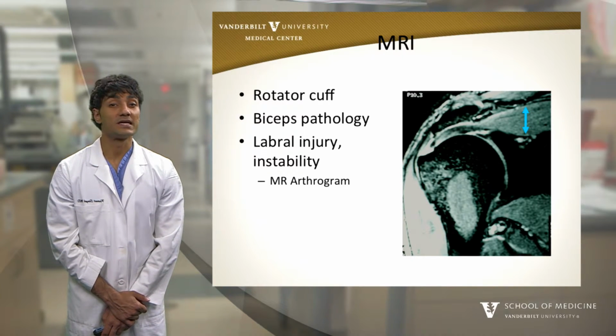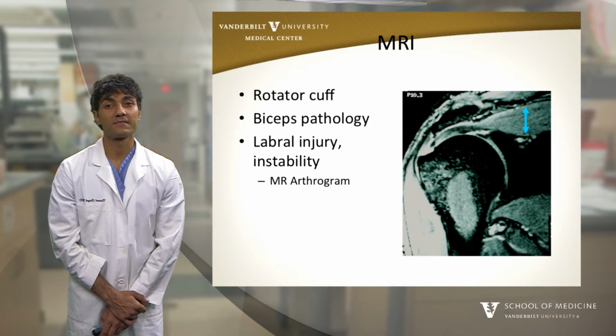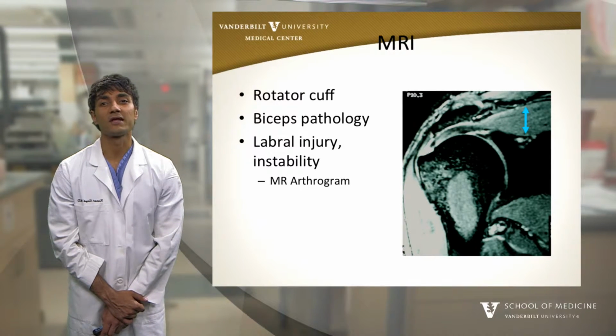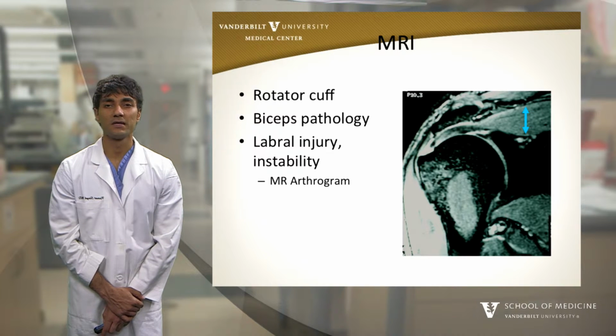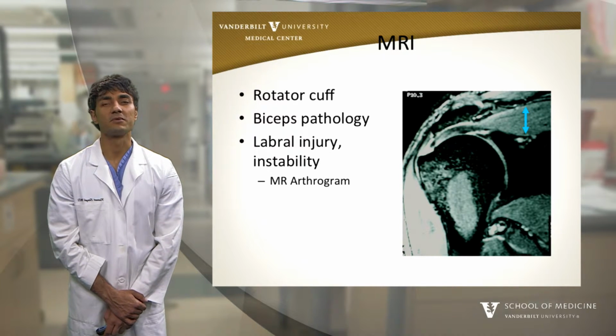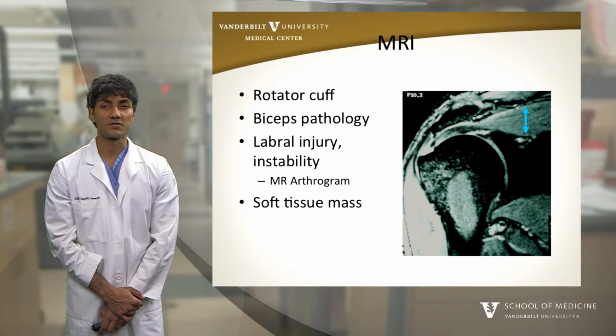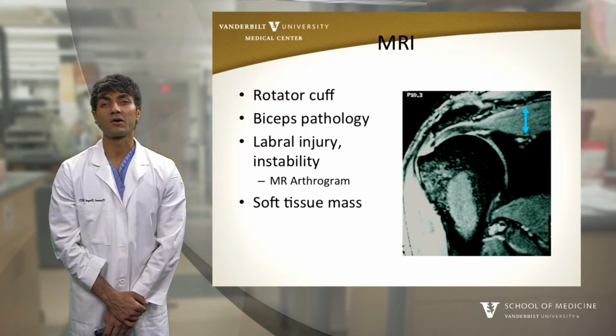And you can put dye directly into the glenohumeral joint and then get an MRI, and that's called an MR arthrogram of the shoulder, and that helps you better evaluate the labrum. And then finally, if there's a concern for a tumor, you can get an MRI. So it's good for soft tissue masses.